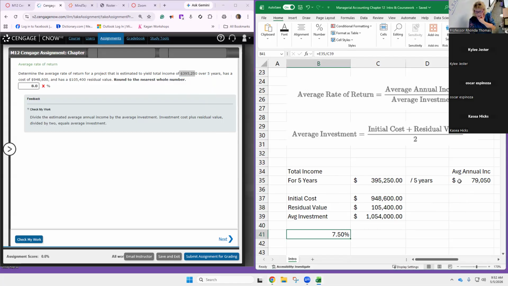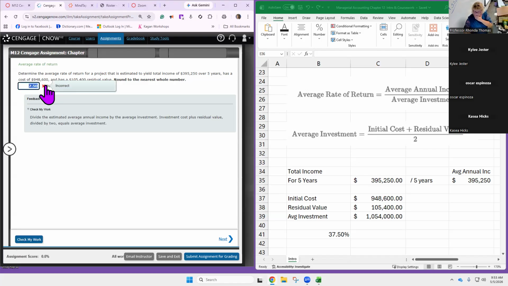So I'm going to go ahead and see what happens if I use that instead. The average rate of return, that seems awfully high. I don't think that's it either. I'll go look at my key and see what's going on. So I'm going to put 7.5, even though they said, nope. All right, let me try 38%. That seems awfully high. Let me see what's happening here.